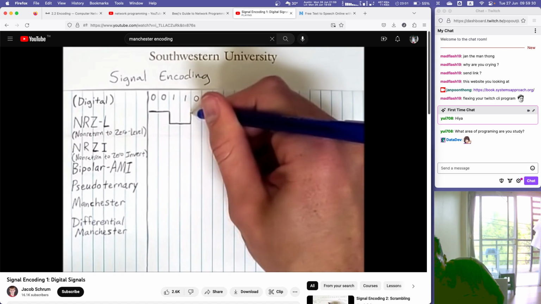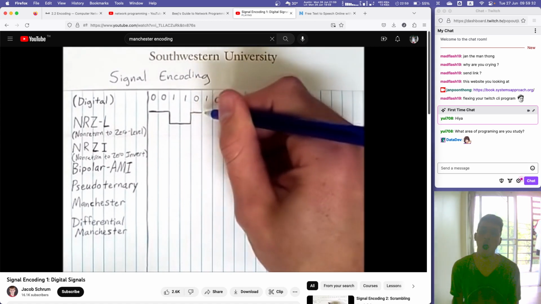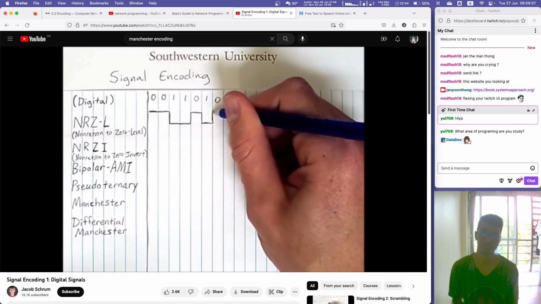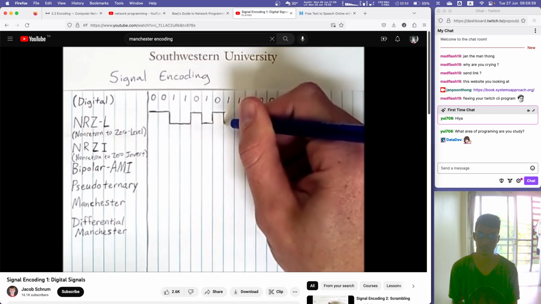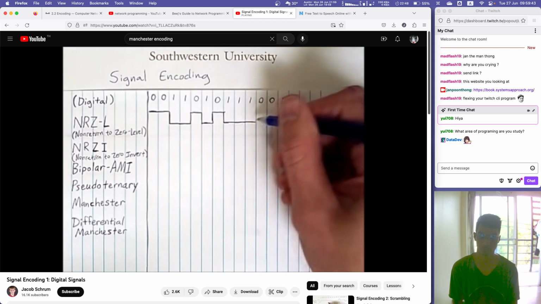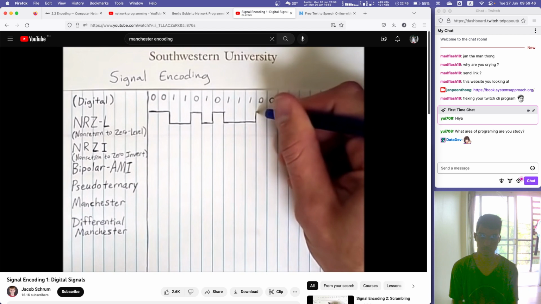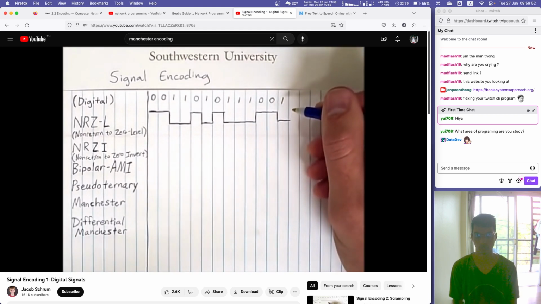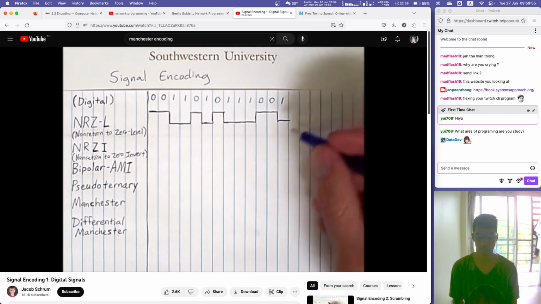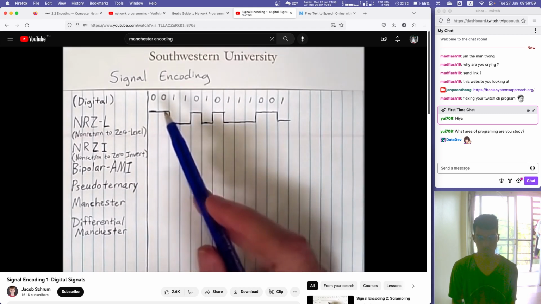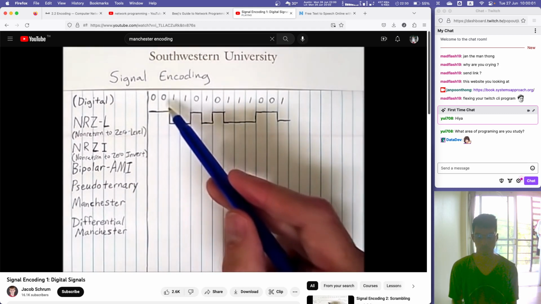And then we go up again for the 0, down for 1, up for 0, down for 1, and we stay down for this sequence of 1s, then up again at the end for some 0s, and then a final 1 at the end. So this is a straightforward encoding scheme. I can look at the signal and I know immediately that the high values are 0s and the low values are 1s.